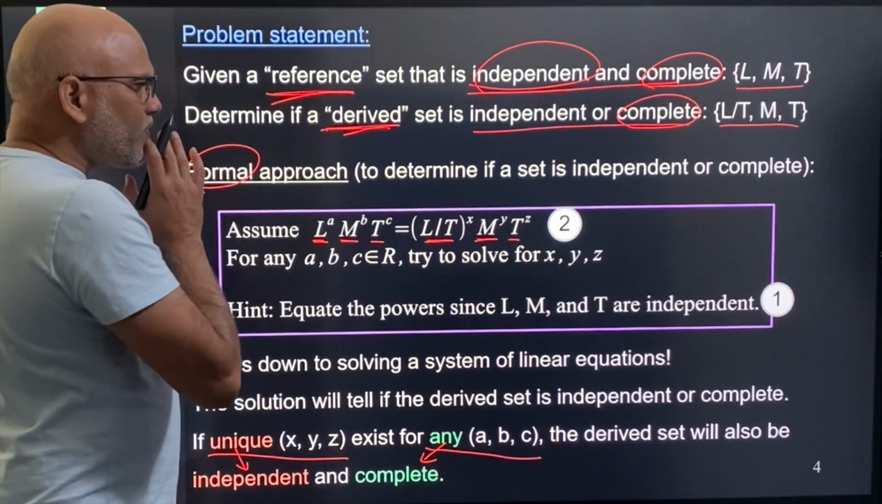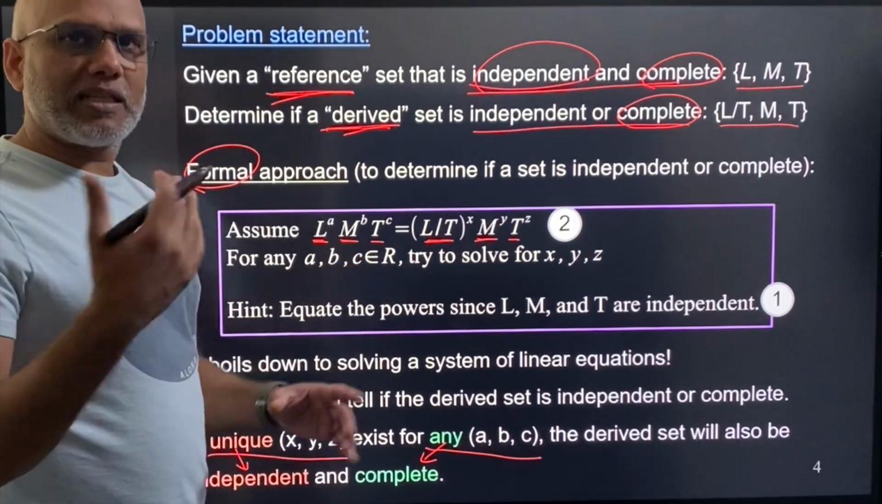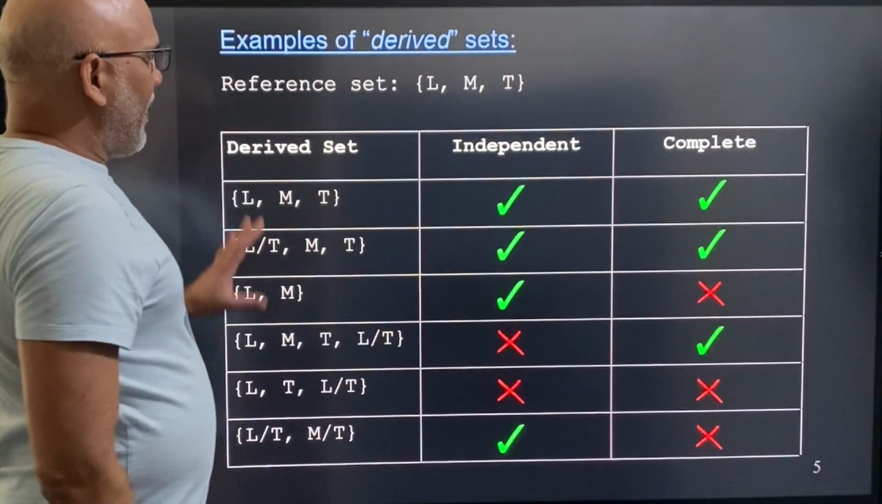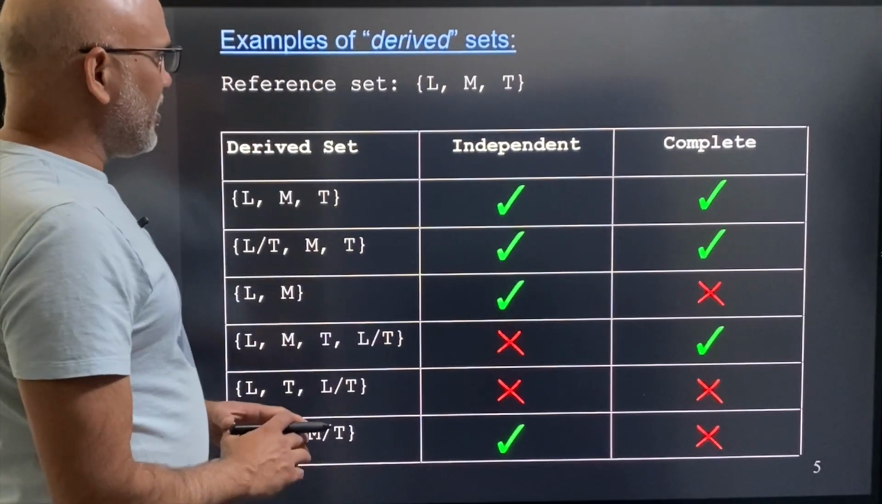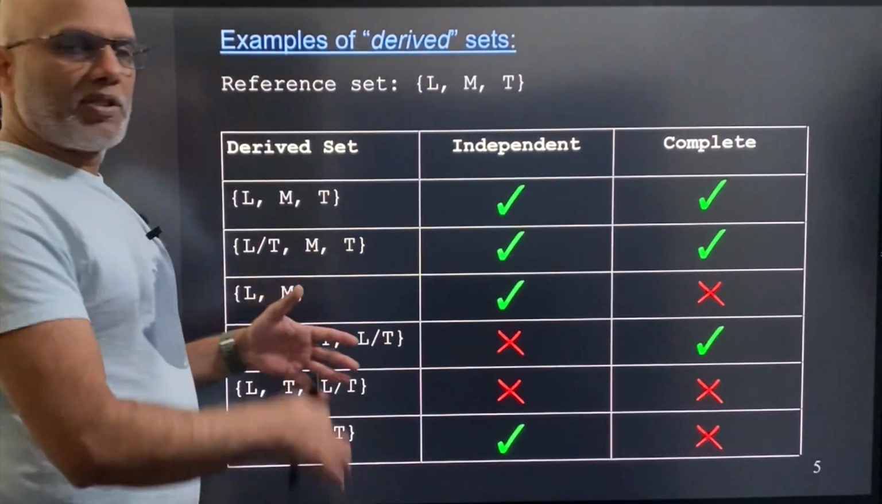All right, so this is abstract. Let's look at some concrete examples. I've just listed some concrete examples here. We will go through each of those in the next slides.